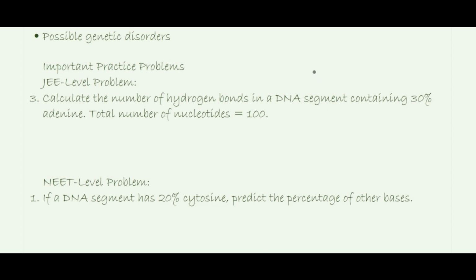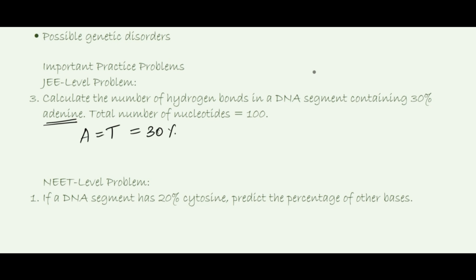Calculate the number of hydrogen bonds in a DNA segment containing 30% of adenine. Total number of nucleotides they have given is 100. Okay, so we know that adenine they have just given. As per the first rule, A is equal to T, right? So which means both are having 30%.